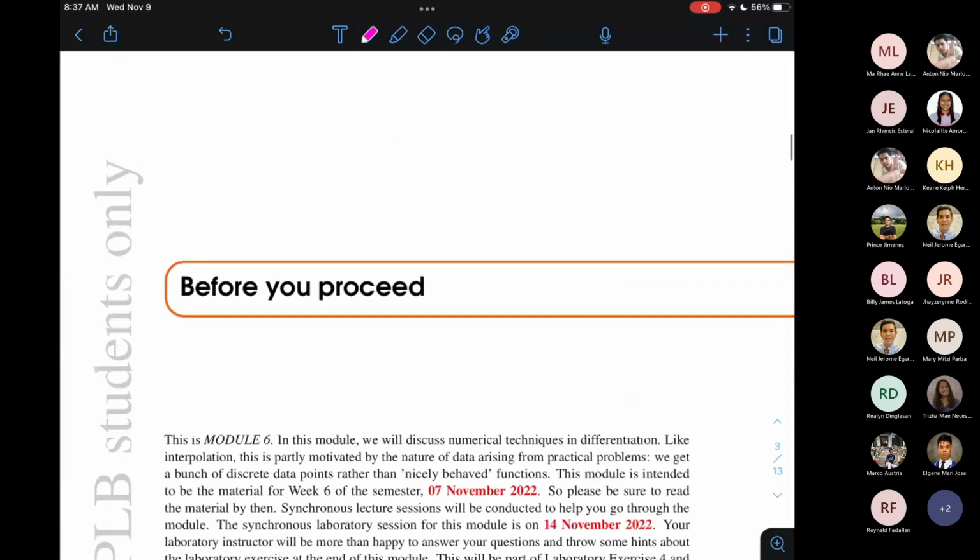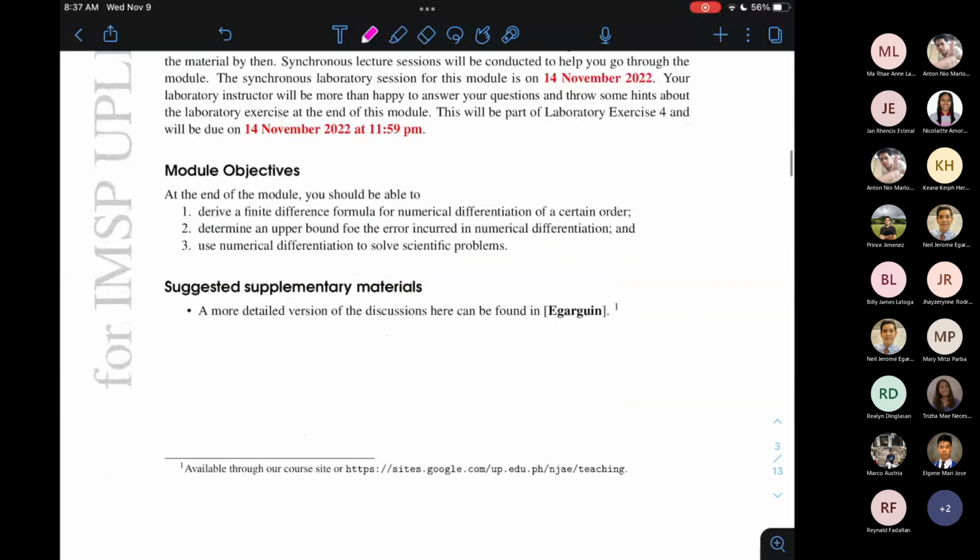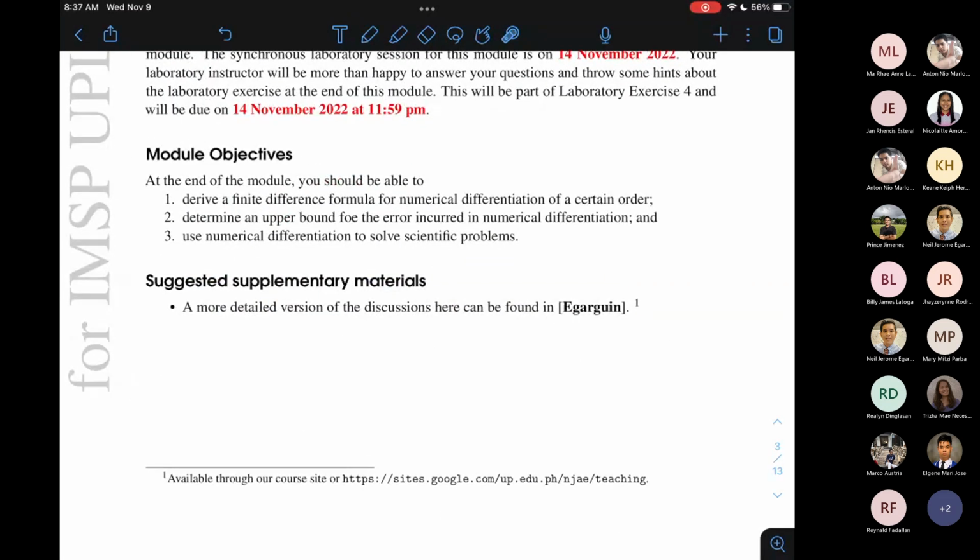Now we start with module number 6. And here are our objectives for this module. So at the end of the module, and this is what I expect you to do in the next laboratory exercise, you should be able to derive a finite difference formula for numerical differentiation of a certain order. I will tell you, say, use 4 points to get a differentiation formula of order 5 or order 2. So dapat magawa niyo yun in the laboratory exercise.